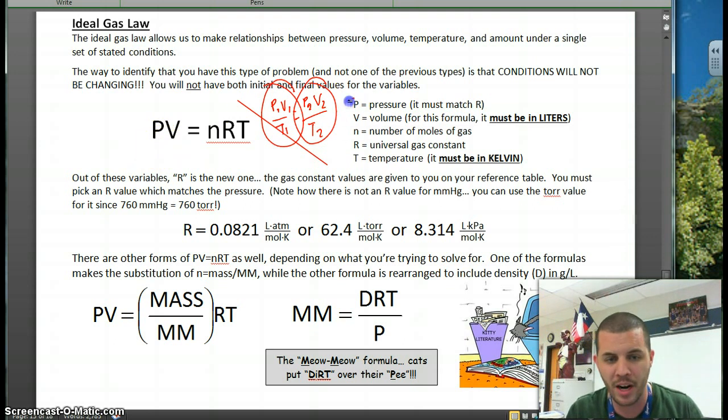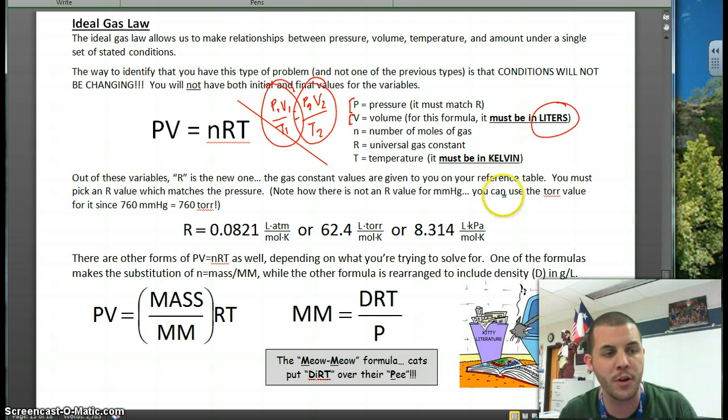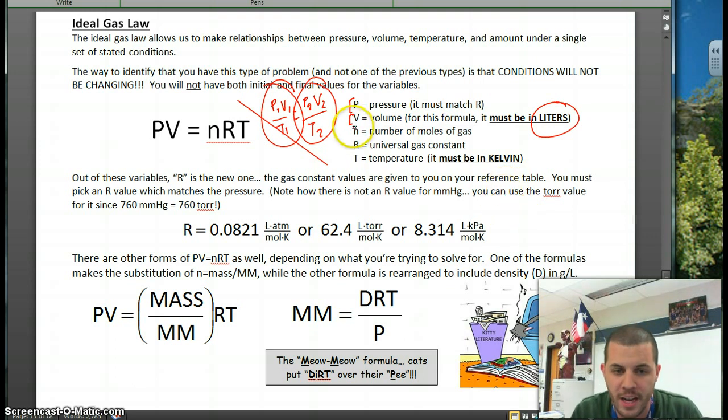Now, your pressure can be anything, it has to match your R value. We're going to talk about what that means in a second. Your volume must be in liters. This is new. Used to, we could do volume in whatever. Our volume must be in liters. Our value for n is going to refer to the number of moles. The R value, all it has to do is match your pressure, and then temperature, as usual, must be in Kelvin.